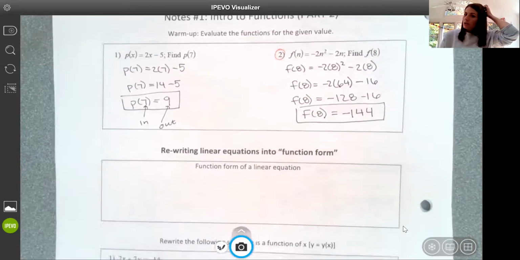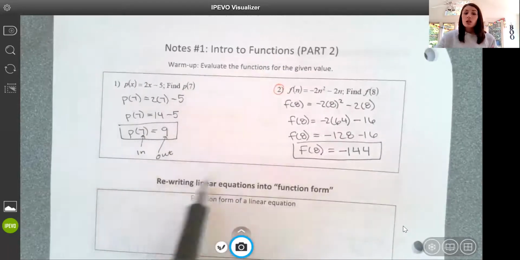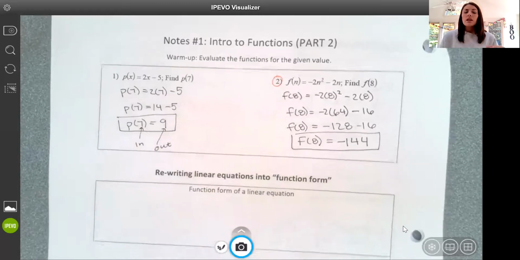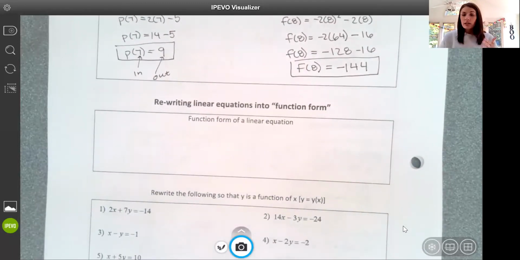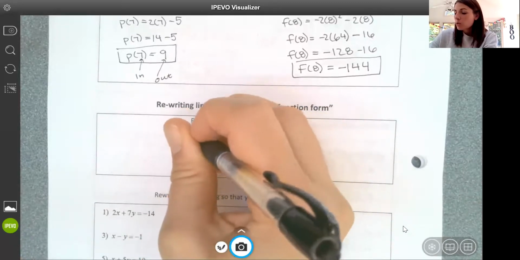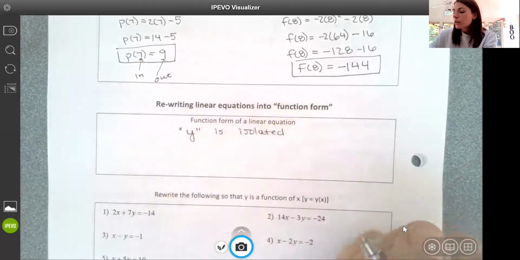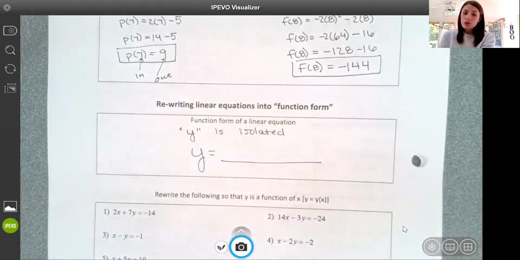Yesterday we also talked about function form of a linear equation. This is not function form; this is function notation. Linear equations are written with x and y, where x is my input and y is my output. When I have x and y in my linear equations, we many times want to rewrite those in what's called y equals mx plus b, slope-intercept form, or in this case, what's being referred to as function form, so that it's easy to plug in a value for x and get out a value for y. Function form of a linear equation means that y is isolated, or that y is by itself, where it's y equals whatever my equation is.